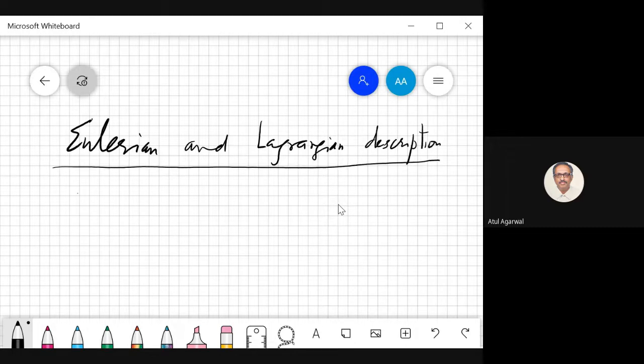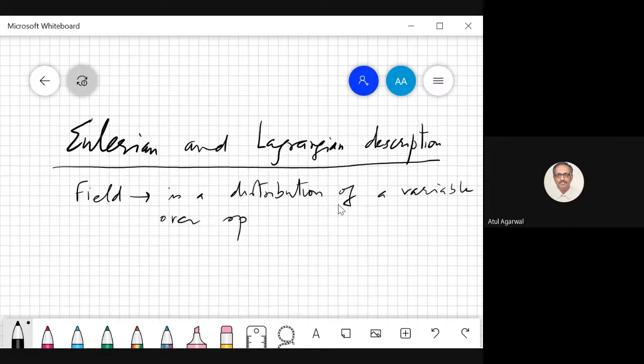What is a field? Field is a distribution of a variable over space and time. You can have temperature field, pressure field. So you have to give value of temperature and pressure over space, over XYZ coordinates.